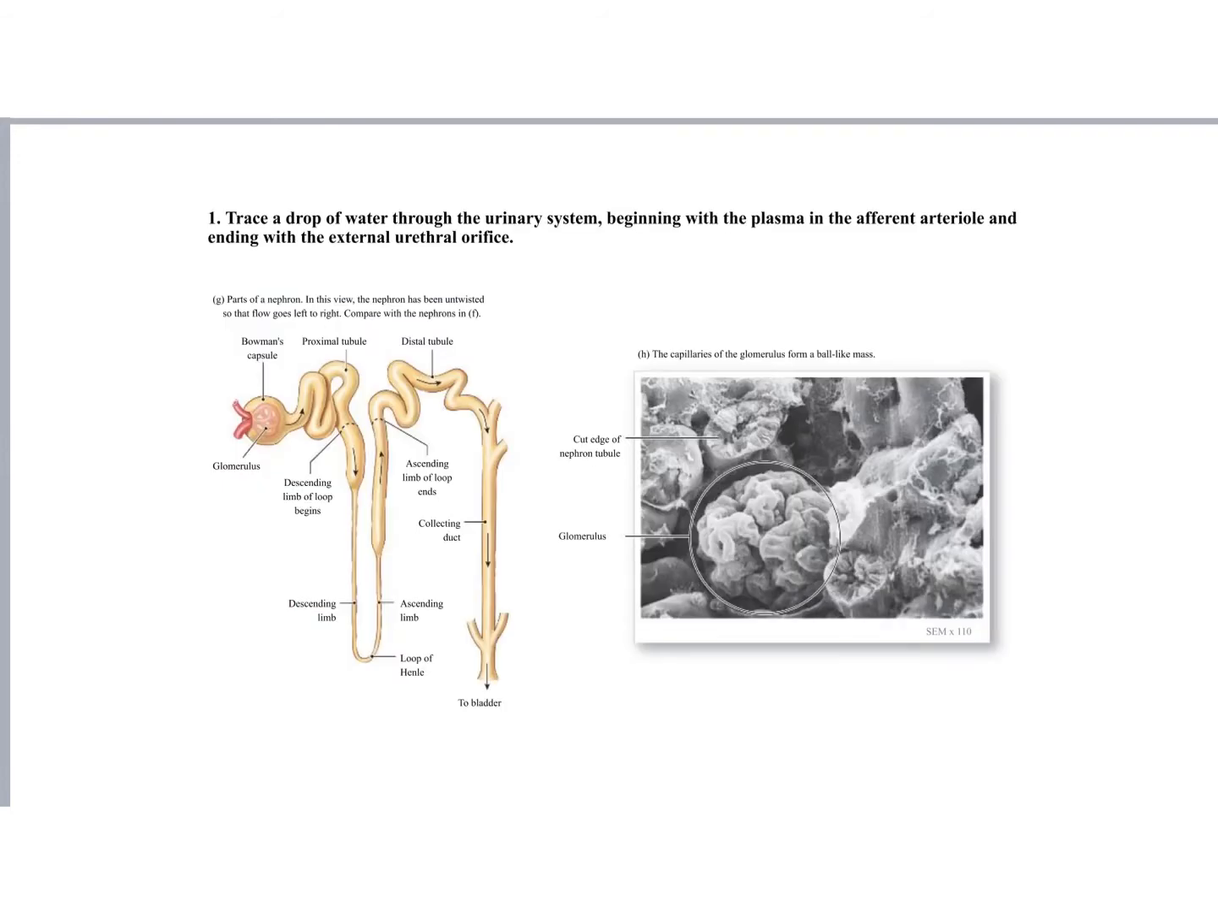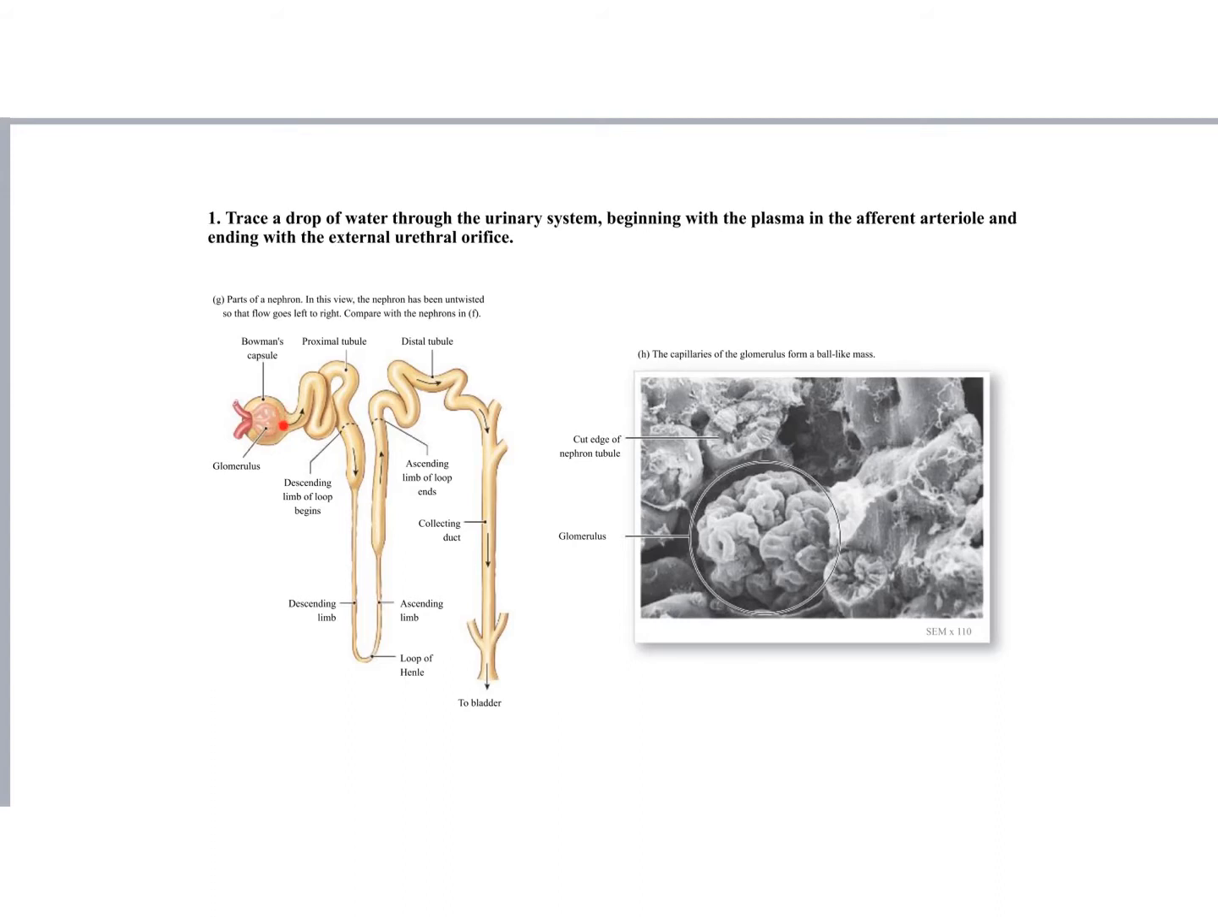We'll start with the renal physiology. Number 1 said, trace a drop of water through the urinary system, beginning with the plasma in the afferent arteriole and ending with the external urethral orifice. So we'll start with the nephron, starting at the renal corpuscle. Here's the afferent arteriole. So this filtrate enters from the afferent arteriole into the glomerulus, and then from the glomerulus it goes into the Bowman's capsule space.